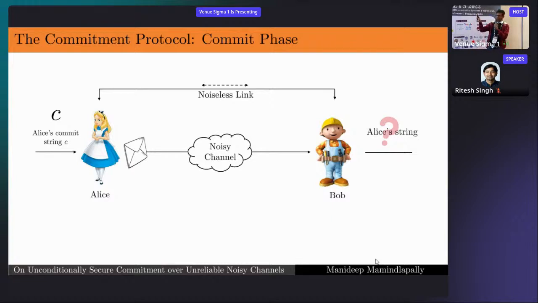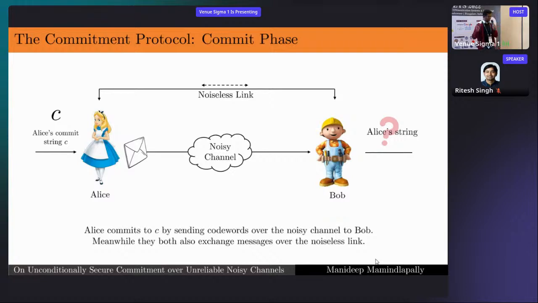This is a rough idea of the problem setup of commitment over noisy channels. We have a committer Alice and a verifier Bob. They share a one-way noisy channel that goes from Alice to Bob and a two-way noiseless link. Alice starts with a commit string C, which she wants to commit to, and she encodes it as a codeword and passes it over the noisy channel, and Bob receives a noisy version. They meanwhile also exchange a series of messages over the noiseless link.